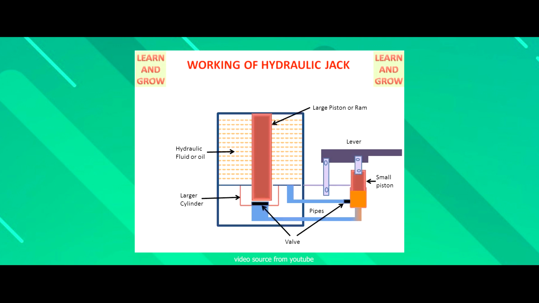And this will force the hydraulic fluid to the larger cylinder pipe, and this valve will be opened. This hydraulic fluid will be discharged into the cylinder, and this will force the ram or larger piston to move in the upward direction. So, by applying a small force from the lever, we can lift a heavy load such as a car. This is the principle behind the working of a hydraulic jack.